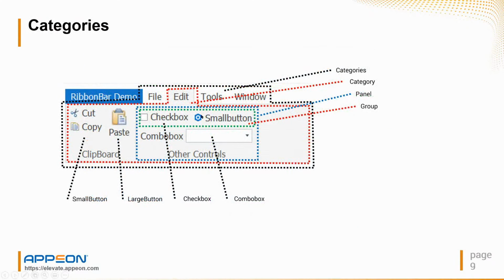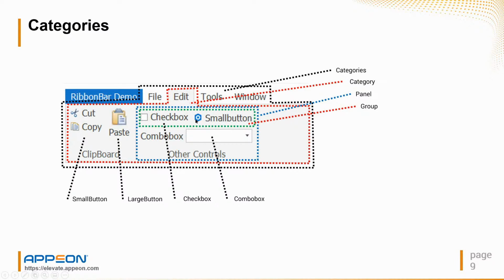So here's your categories. These are the tabs going across your ribbon bar. Within the categories, I should say, is the container. Then there's one or more category within that container, and then each category will have one or more panels within it, and then optionally you can have groups within a panel, and this is primarily for layout control.